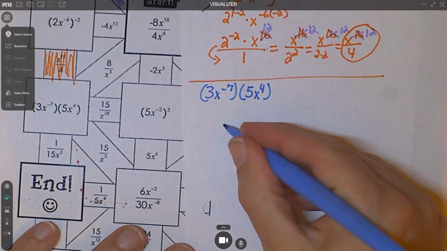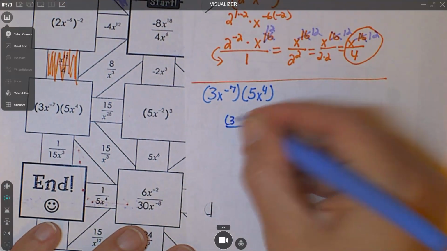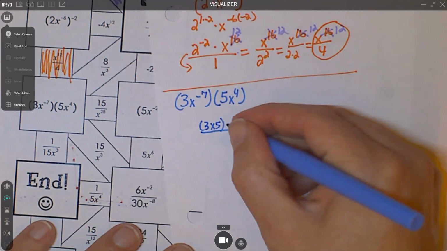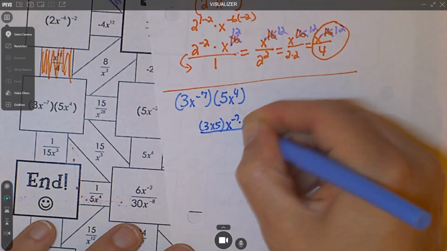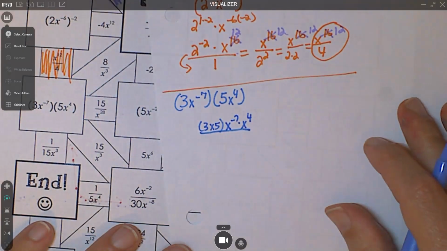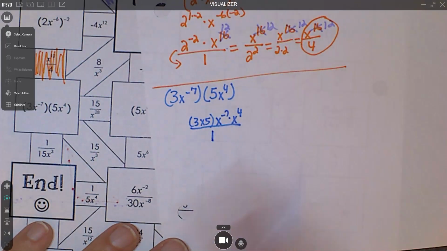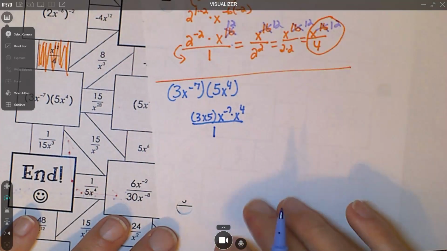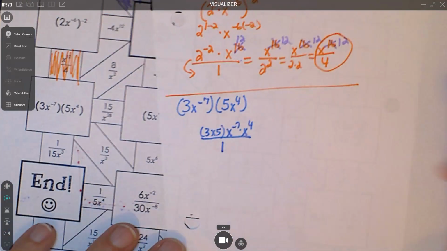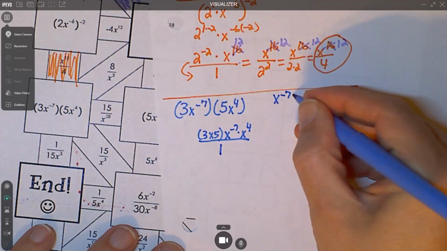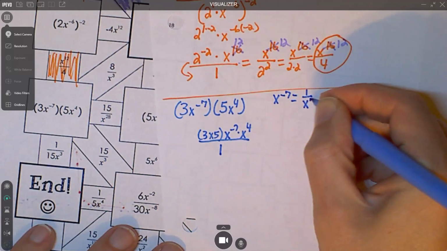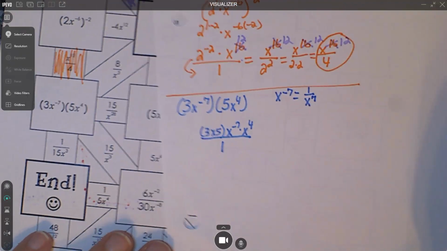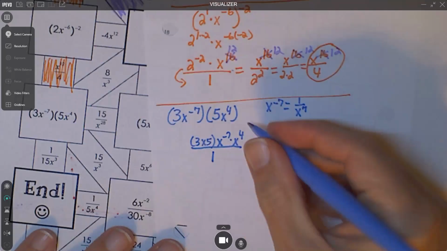Okay, so now we got 3 times 5, and then we got x to the negative 7 times x to the 4th, and that's all over 1. A negative exponent is the reciprocal of the positive power. So x to the negative 7 is 1 over x to the 7th. So we would move it to the denominator.